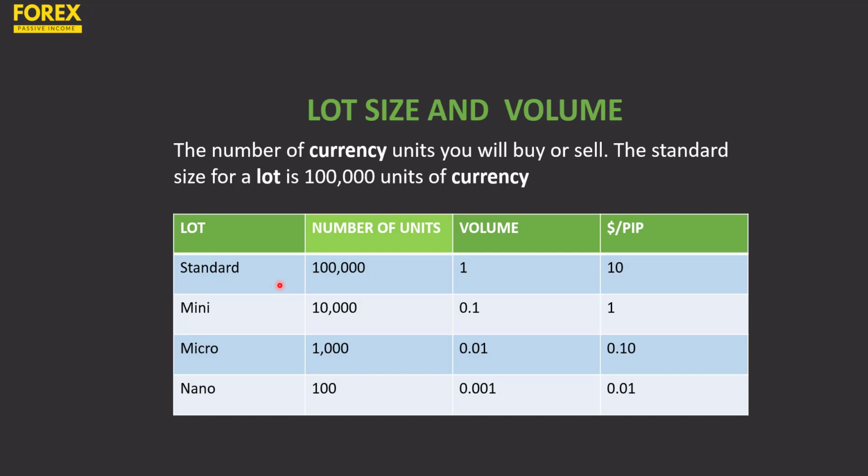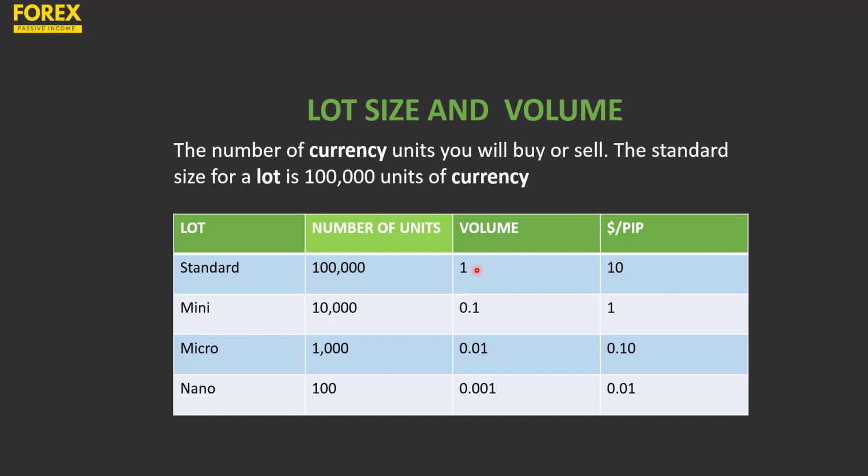And this chart just makes it simple for you to understand. Like I just said, a standard lot is 100,000 units of that currency, and the volume, which is what you enter on your chart when you're buying and selling, is 1. Okay, that's 1 standard. And what you make per pip is an average of $10 per pip. Okay, it varies, but on average, it's about $10 per pip.